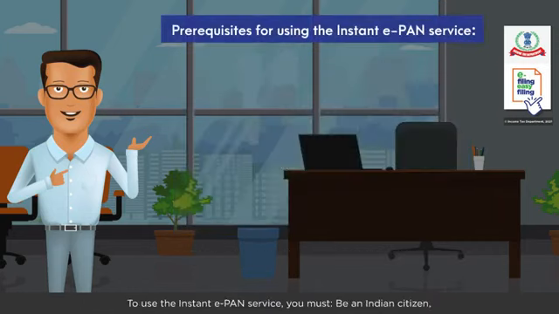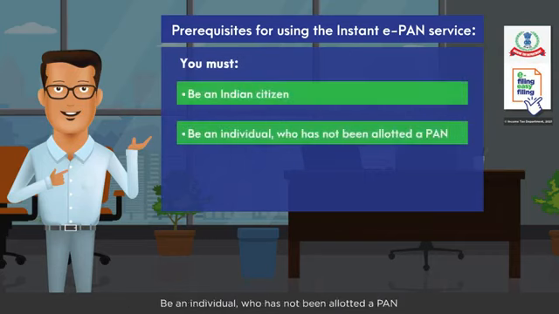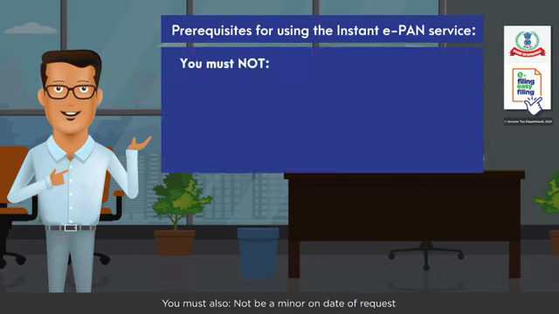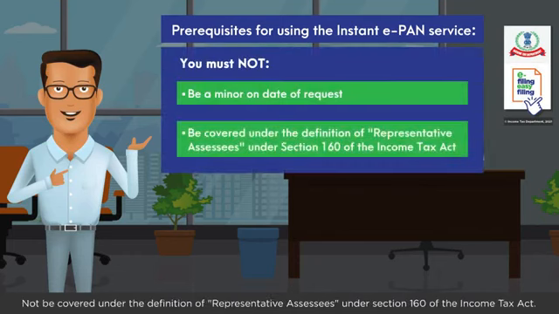To use the instant e-PAN service, you must be an Indian citizen, be an individual who has not been allotted a PAN, have a valid Aadhar and mobile number linked to Aadhar. You must also not be a minor on date of request, and not be covered under the definition of representative assessees under Section 160 of the Income Tax Act.